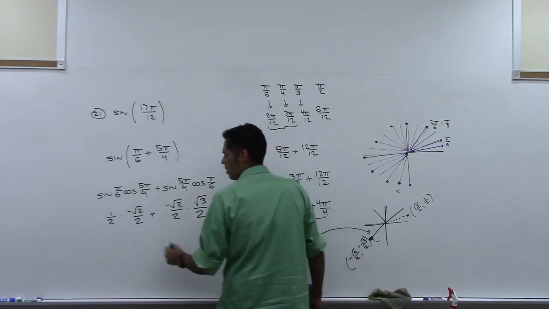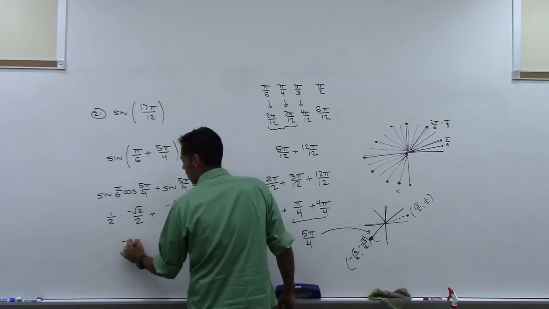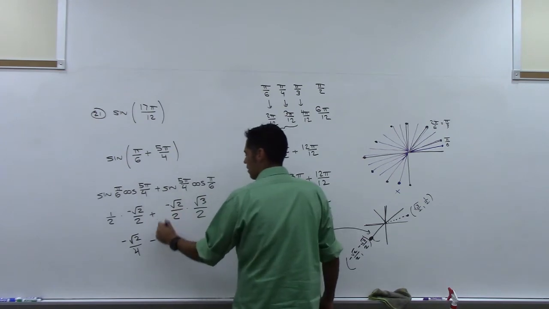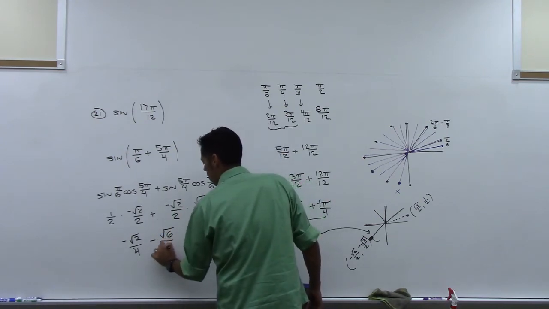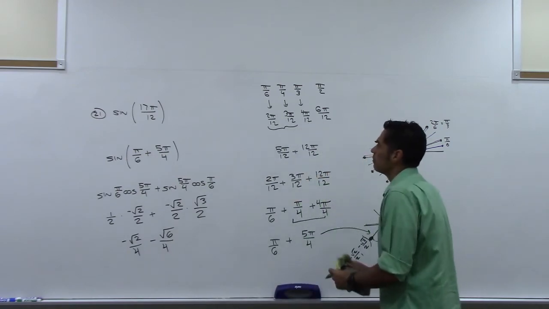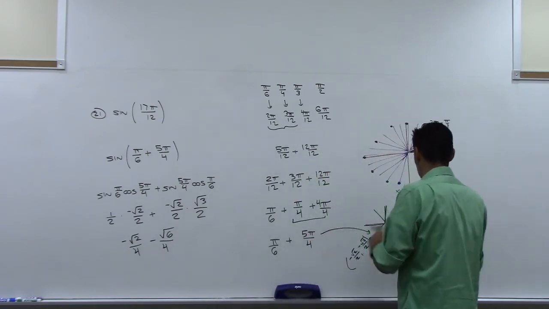And then put them together. We're going to get negative root 2 over 4, and then this will become minus, because there's a minus here, root 6 over 4. And then just put them together over the same denominator and you're there. All right, that took a little more time than I was hoping it would.